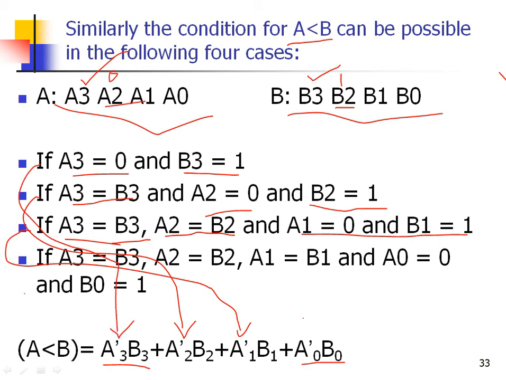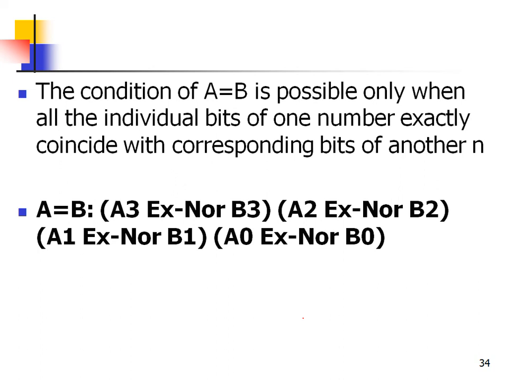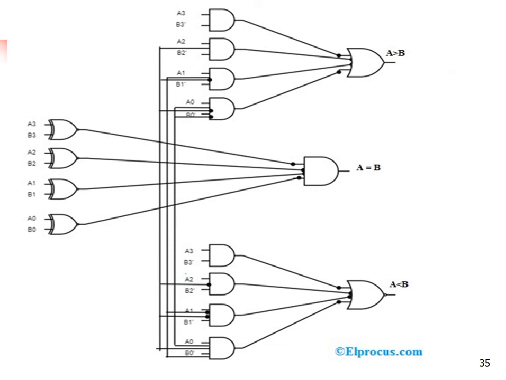Now we have framed the equation. The condition A equal to B is possible only when all the individual bits of one number exactly coincide with the corresponding bits of the other. In that case, we write it as A3 XOR B3, A2 XOR B2, A1 XOR B1, A0 XOR B0. If the bits are equal, the XOR operation between the two bits gives the result. That is what is given in this logic diagram.